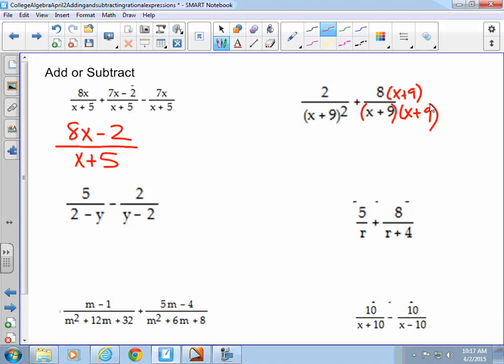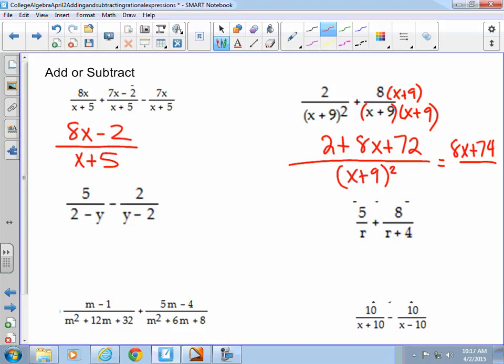So I'm going to distribute, so I get 2 plus 8x plus 72 over x plus 9 squared. Simplify it as much as possible. Is there anything else that I can do to simplify? Yes, on this you do have to distribute because you're going to combine like terms on the top. Now on the bottom you can leave it in factored form. Any questions about that?